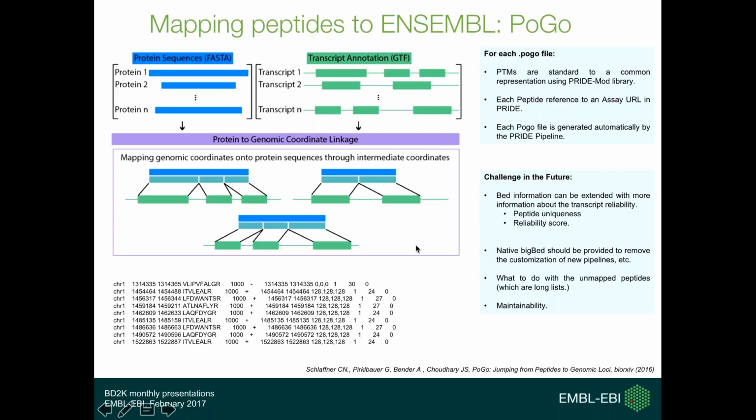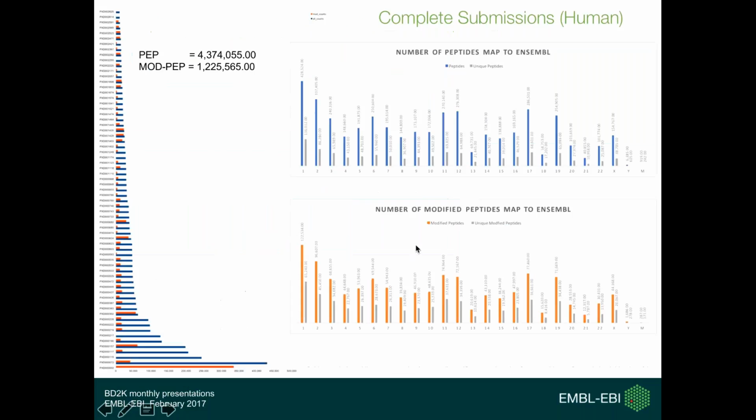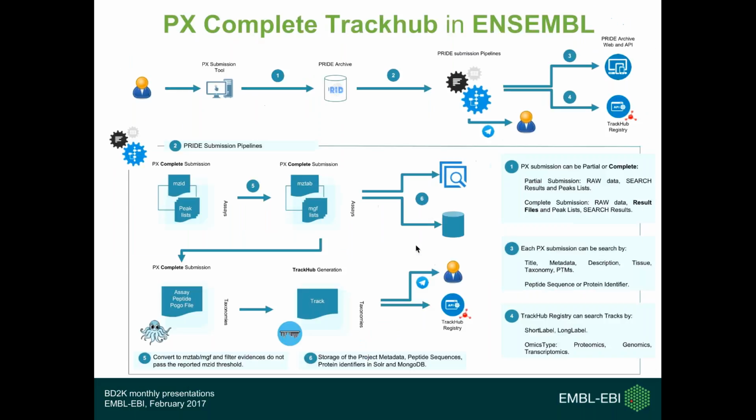I need to say, and I will go back a little bit, that we do this systematically for every submission. Every time a submission arrives at PRIDE, if it's a complete submission, our pipeline automatically picks that submission, assesses the quality of each peptide evidence, generates the bed file, and registers these bed files into the Trackhub registry. Finally, we send an email back to the submitter saying, your Trackhub has been generated and is published at this URL, and it can be used by the community.